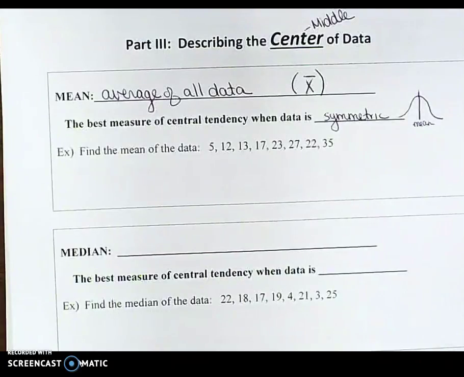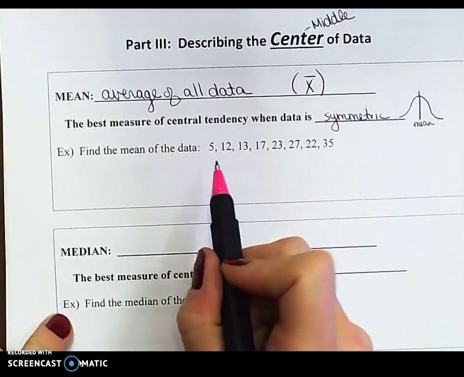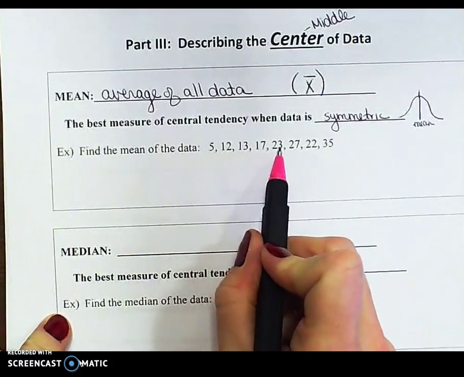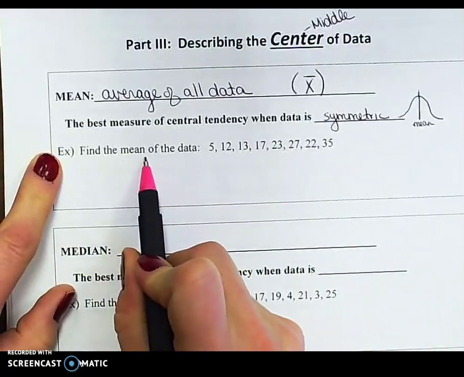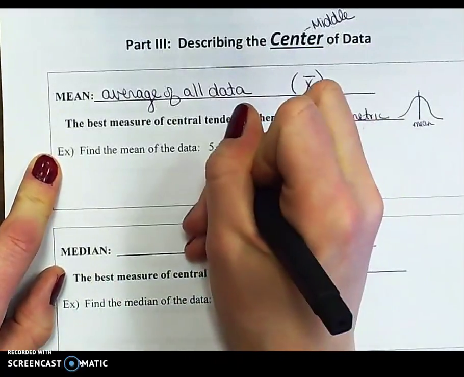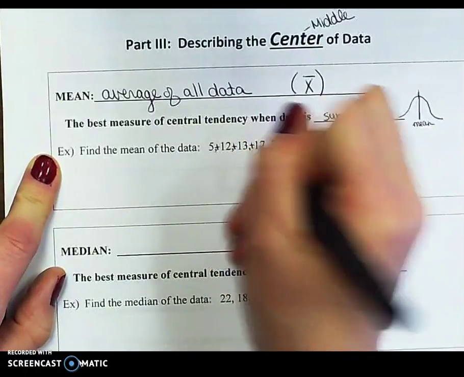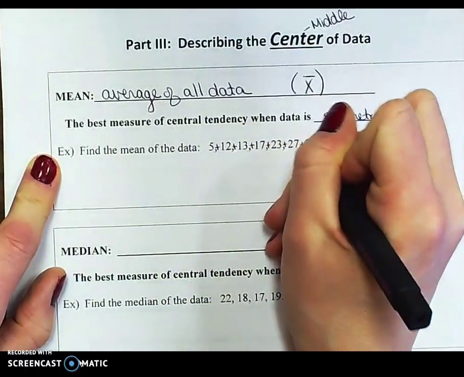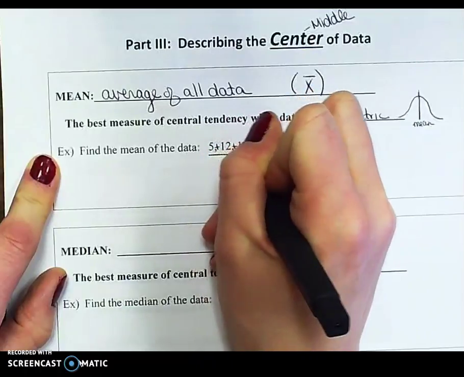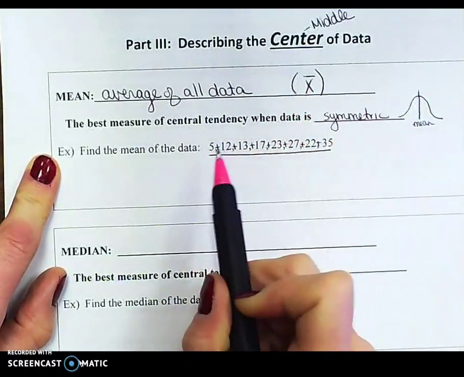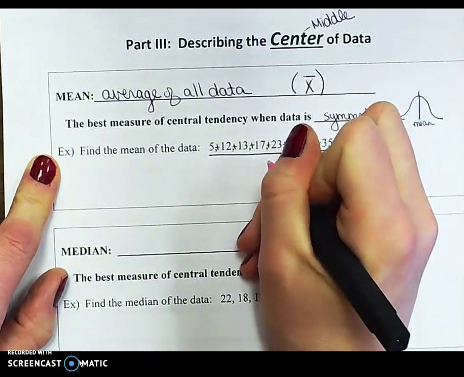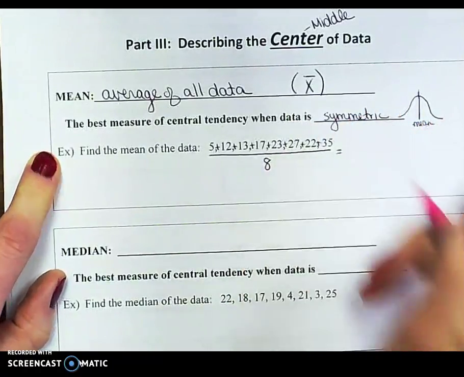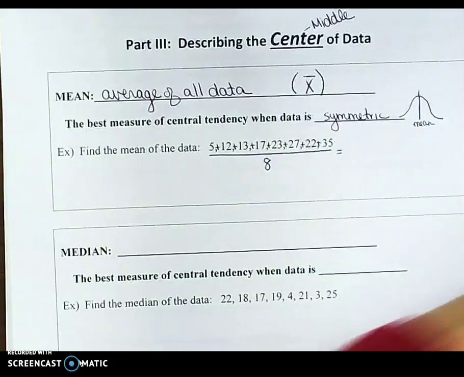All right, so let's go ahead and calculate the center of our data here. So if I take a look, we have 5, 12, 13, 17, 23, 27, 22, and 35. To calculate the mean or the average, we're going to add all of these pieces of data together, and then we're going to divide by how many there are. So there's 1, 2, 3, 4, 5, 6, 7, 8. There's 8 pieces of data. And then we're going to find out what we get.